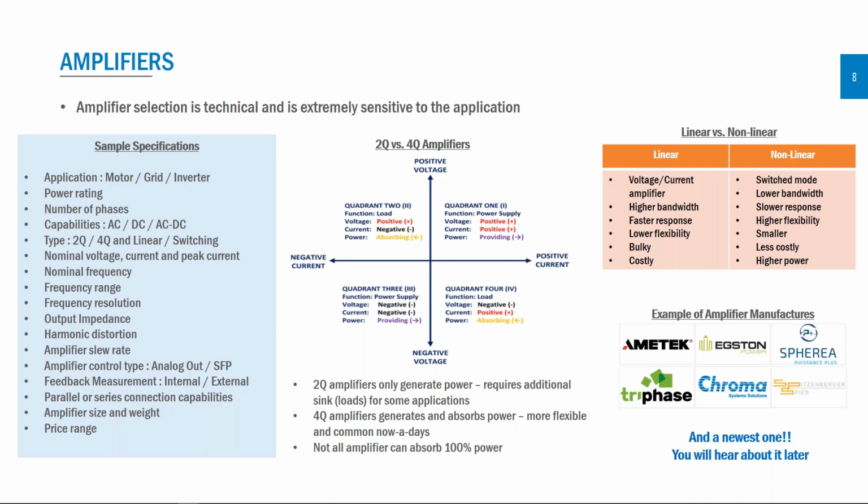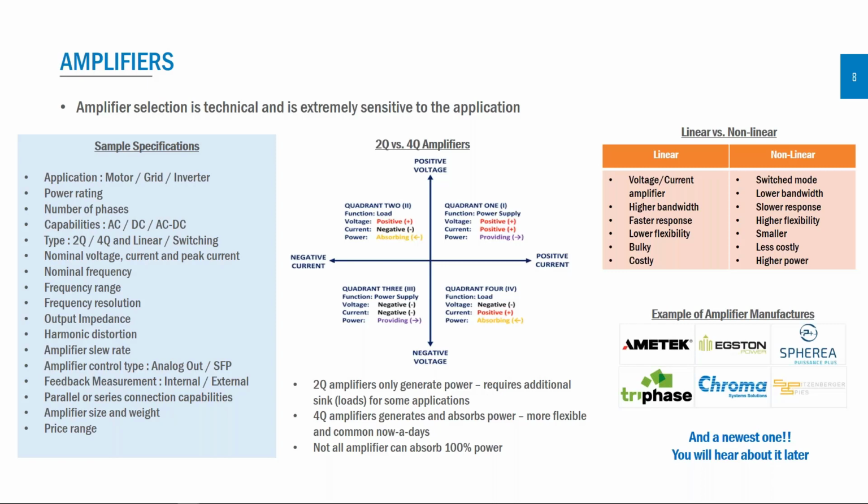Another big question that is always asked is whether we need a 2-quadrant or a 4-quadrant amplifier. I am giving this figure in the middle. Basically, a 2-quadrant amplifier can only source power to the load or the devices under test, whereas a 4-quadrant amplifier can both source and sink power using that amplifier.